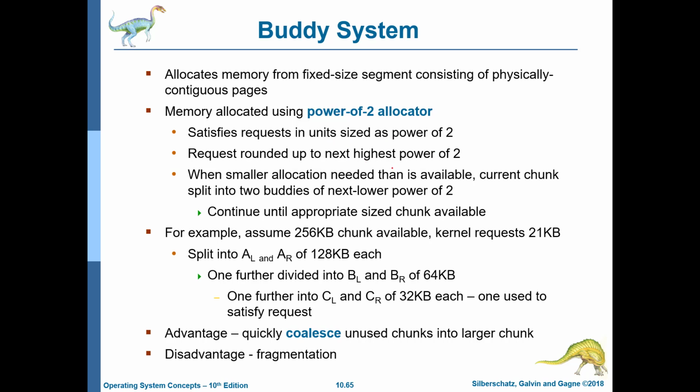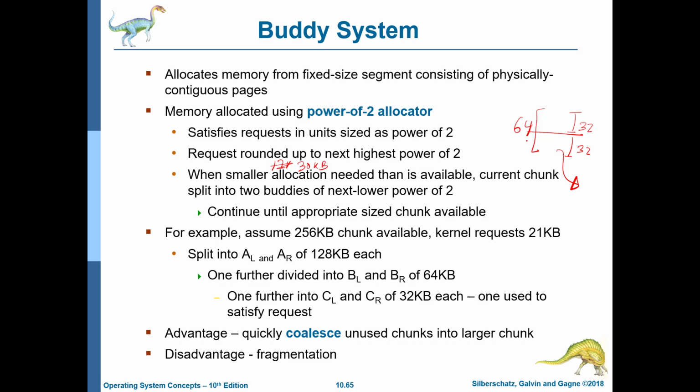Whenever you need a smaller allocation than what is available, let's say we have a large chunk of 64 KB, but I am interested in a smaller allocation. Let's consider a simple example, say 30 KB. Then I split this into two chunks, again power of 2, 32 and 32. I round up 30 to 32 and assign this chunk to the memory request.